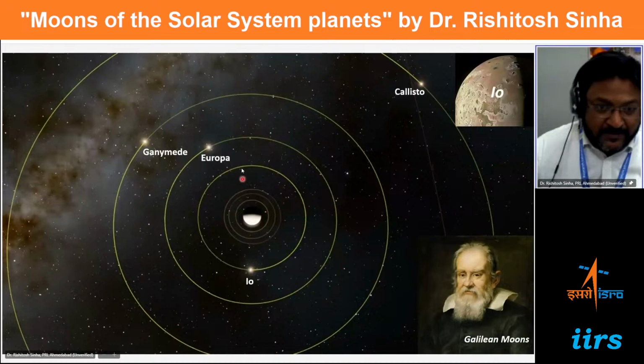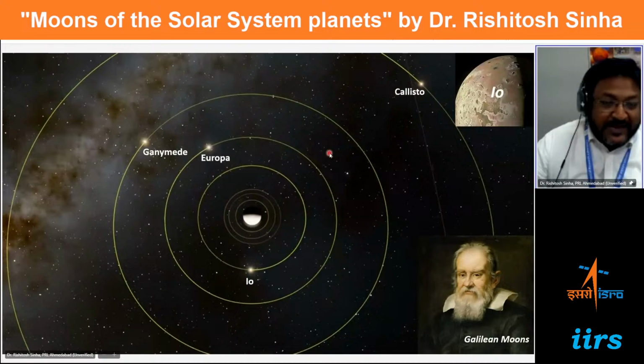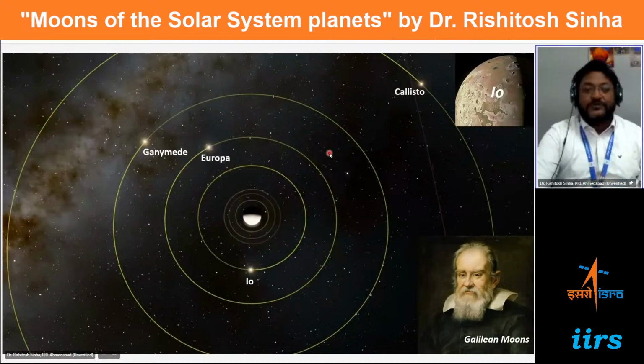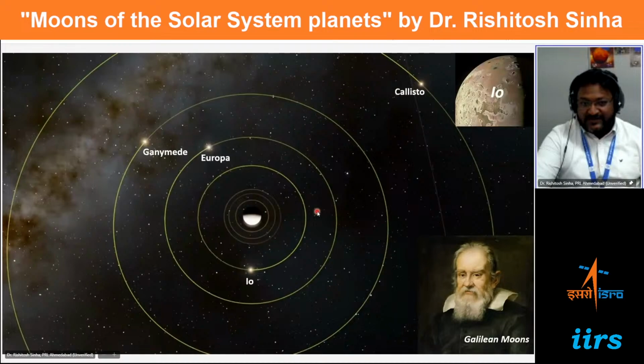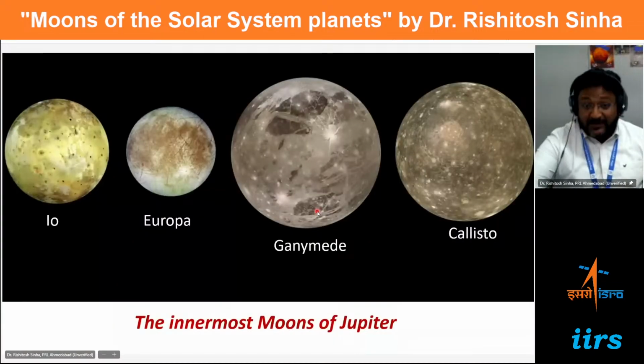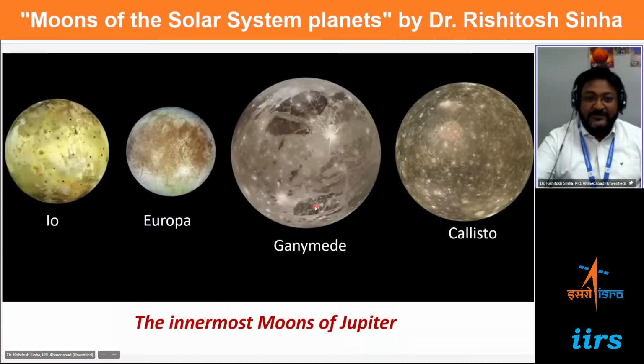These are Io, Europa, Ganymede, and Callisto. Among these four moons, Io, the one which is always in the news, is actually one of the most curious objects in the solar system. Why? Because it has plenty of features that make it different from any other moon in the solar system, and we will see how it becomes so intriguing.